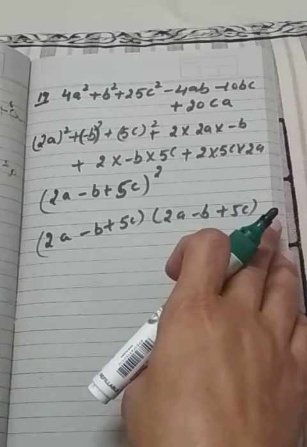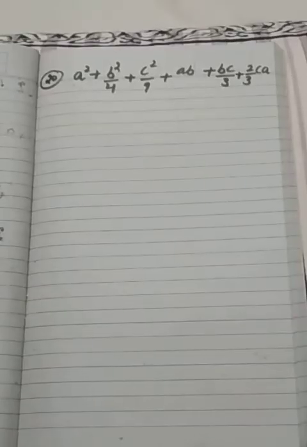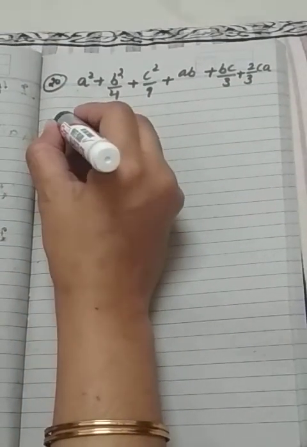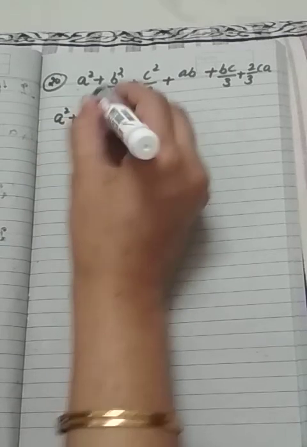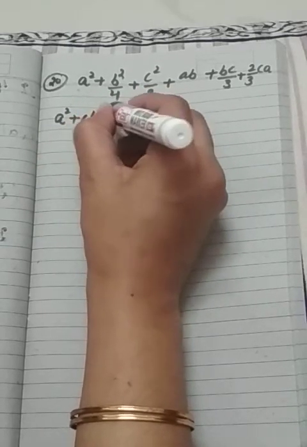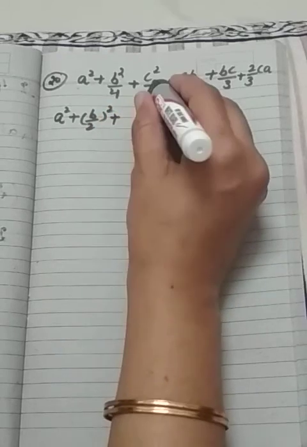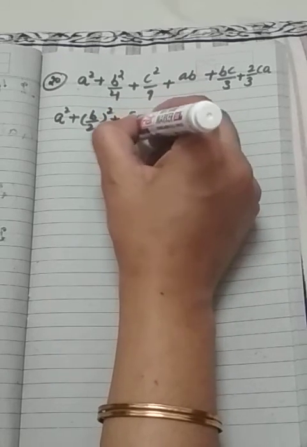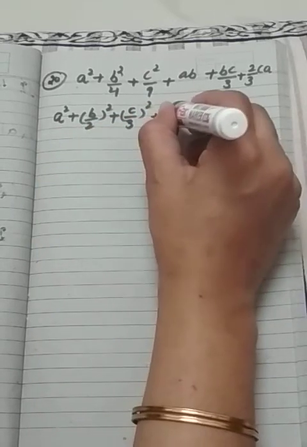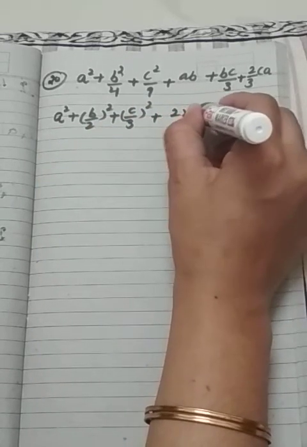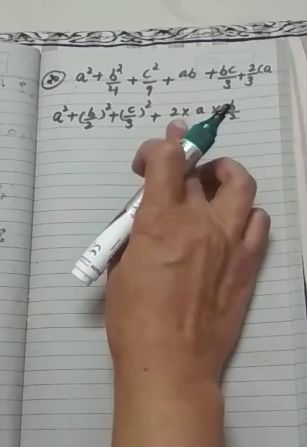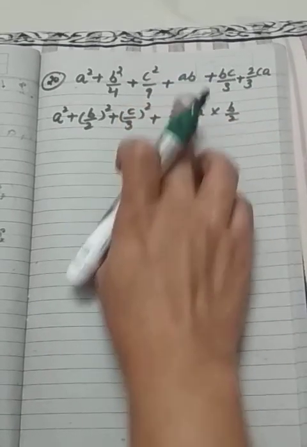Now let's see the last part of this worksheet. The last part has some fractional numbers, but it is not typical. This is a square, b square by 4, it means b by 2 whole square, plus c square by 9 means c upon 3 whole square. Now a square, b square, c square, it means you are making 2ab, 2 into a into b, that means now 2 is cut with the 2, it means ab, this one is here.